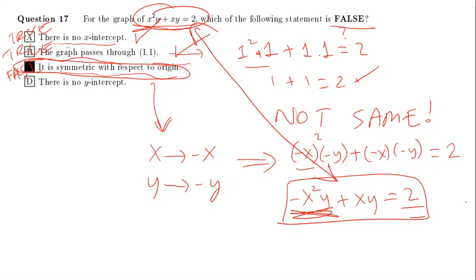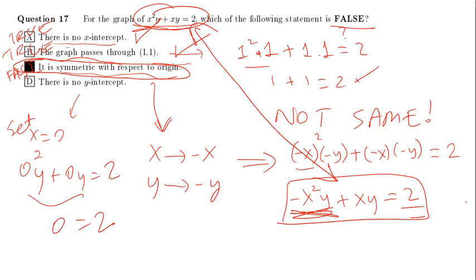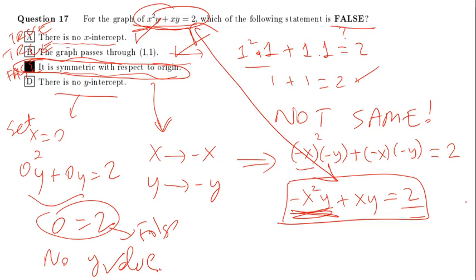When it comes to the y-intercept, you set x equal to 0, and you say 0 times y is equal to 0, so 0 is equal to 0. So there are no y values, which means no y-intercept. This is also true.